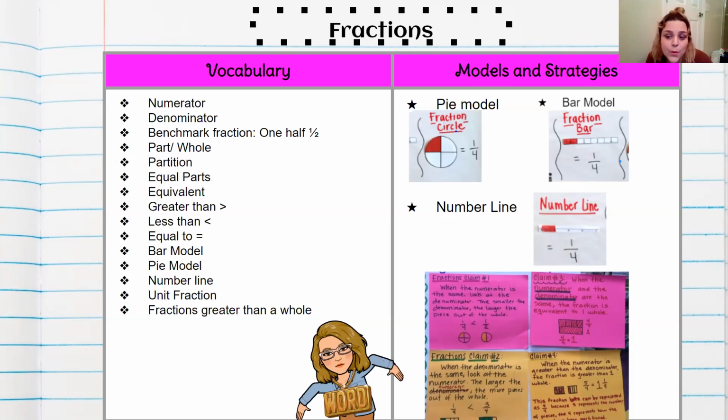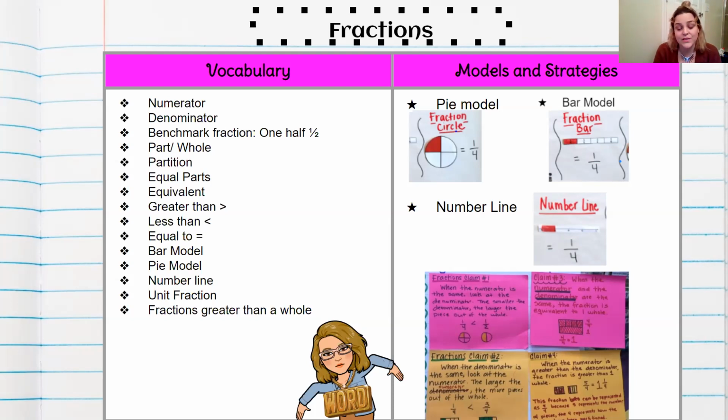Claim number 3, when the numerator and the denominator are the same, the fraction is equivalent to 1 whole. So for instance, we have 4/4 is the same as 1 whole. 3/3 is the same as 1 whole. Claim number 4, when the numerator is greater than the denominator, the fraction is greater than 1 whole.